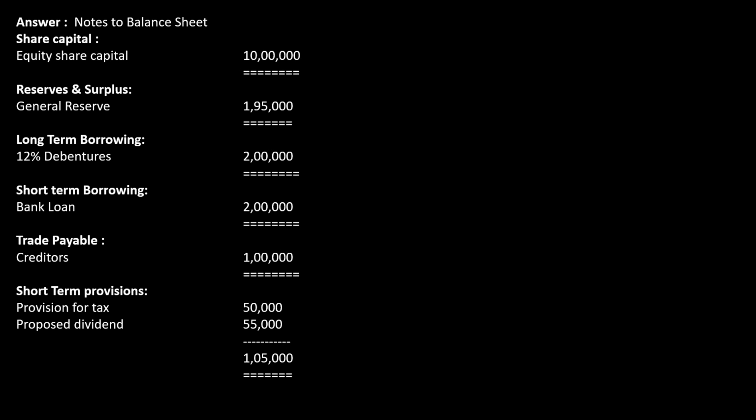Now, I'll prepare the notes first. I'll write the headings, every heading first. I know the format. So if I memorize the format, I'll write the heading and do the posting. First, share capital, the reserve surplus, long-term borrowing, short-term borrowing, trade payable, short-term provisions. It goes on. I write the heading leaving some space. For share capital, I'll leave 3 lines of space. Reserve surplus, I'll leave 3-4 lines of space. Long-term borrowing, 3 lines. So now I'm doing the posting.